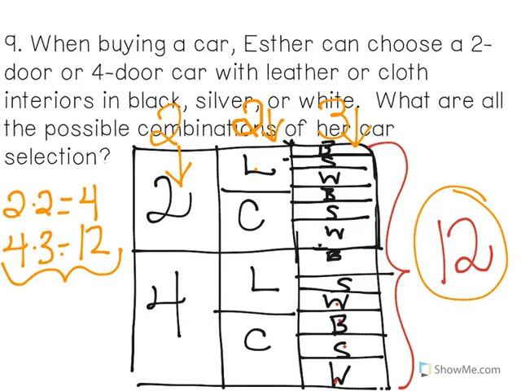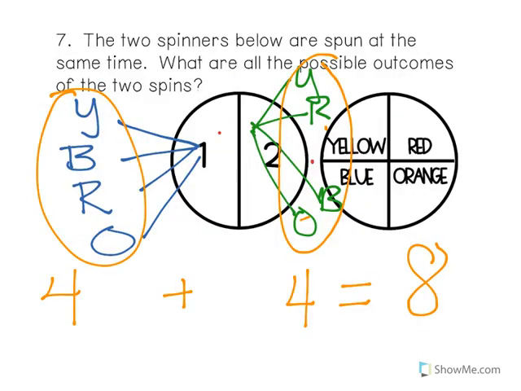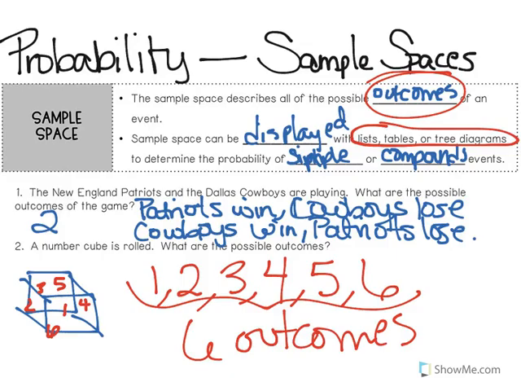I hope this helps explain what sample spaces are and how you can use the different representations of a table, a tree, or a list to find out the total outcomes a situation may have.